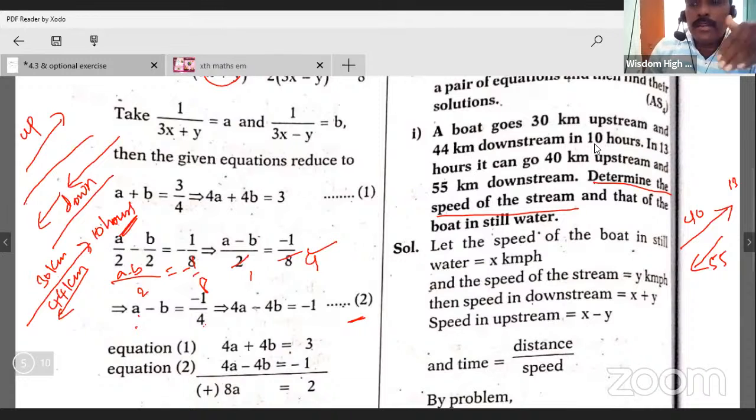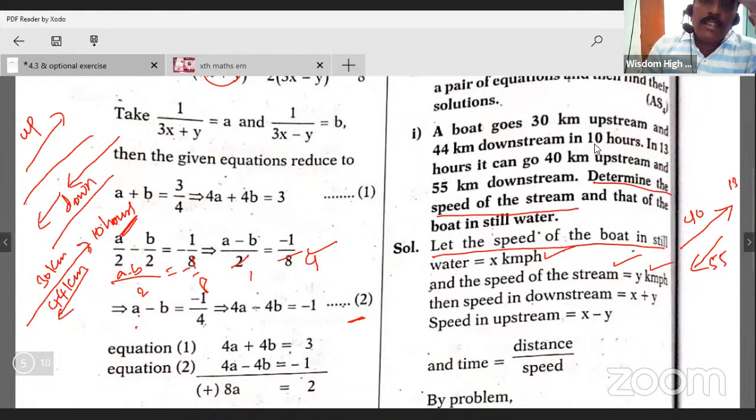You have to find the speed of the boat in still water and the speed of the stream also. So here two are unknown quantities. First, the speed of the boat in still water we take as x, and the speed of the stream we take as y kilometers per hour.